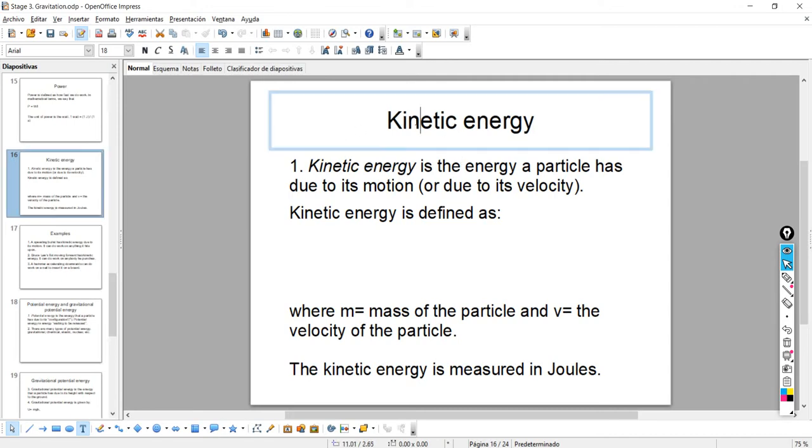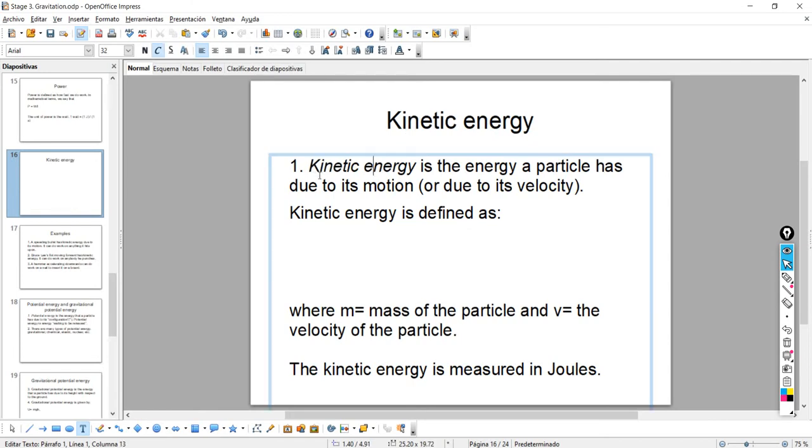Okay. Now, there are different types of energy, one of which is what we know as the kinetic energy. And I'm going to explain to you what this is, kinetic energy. What is the definition of kinetic energy? The kinetic energy is the energy a particle has due to its motion, or we can say that it's due to its velocity. And the kinetic energy is defined mathematically in the following way.